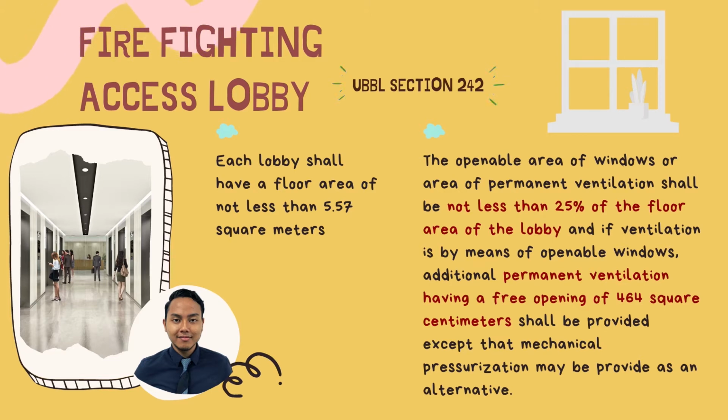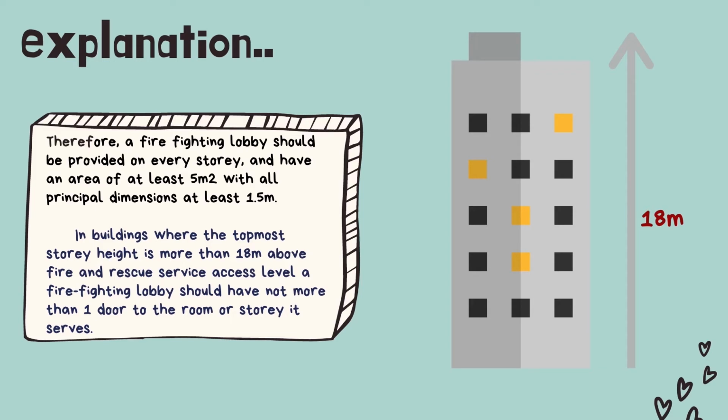The area of permanent ventilation or openable area like doors, windows and others shall be not less than 35% of the floor area of the lobby. In addition, permanent ventilation having a free opening of 464 square centimeters, also referred to in the UBBL. The topmost story height, which is the highest level, is more than 80 meters above the fire and rescue service access level. A firefighting lobby should have not more than one door to the room or story.